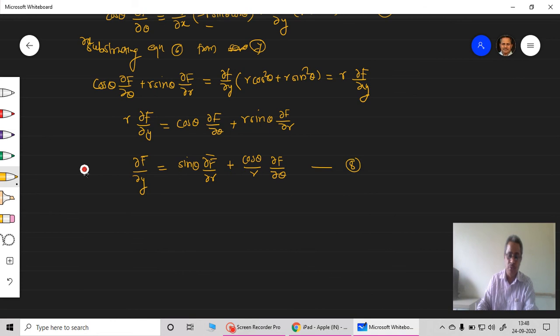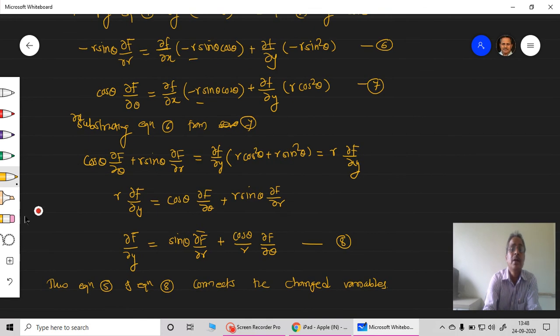So these two, equation 5 and equation 8, connect the changed variables. So I'll get partial differentiation of F with respect to y, provided I know r as well as theta. And our earlier equation number 5 was ∂F/∂x. Okay, we have written it here.